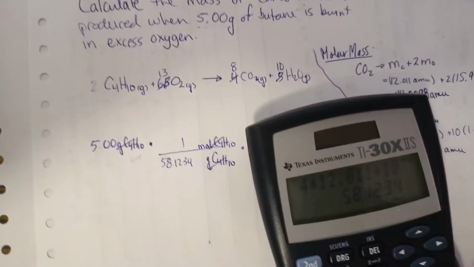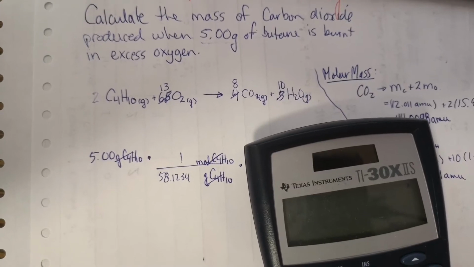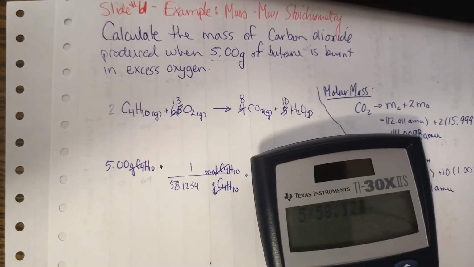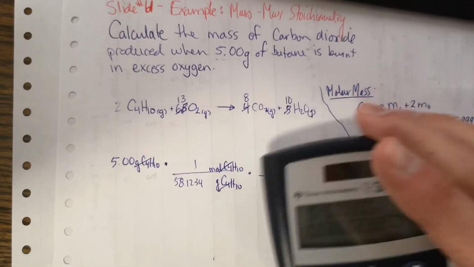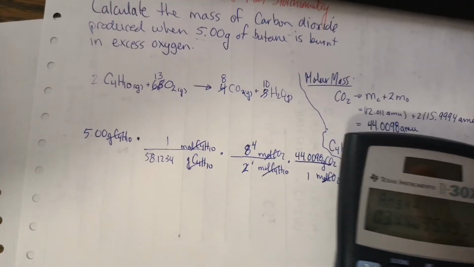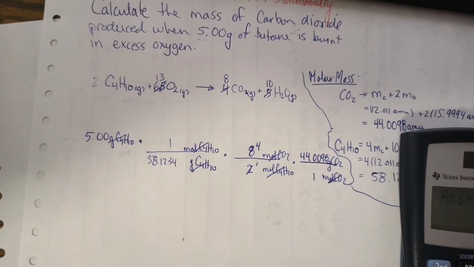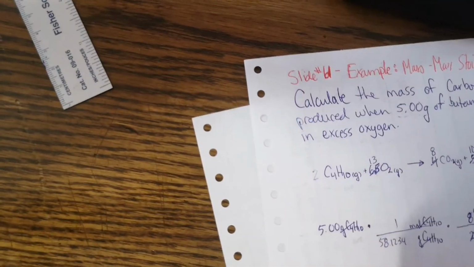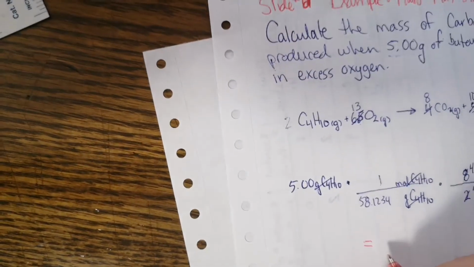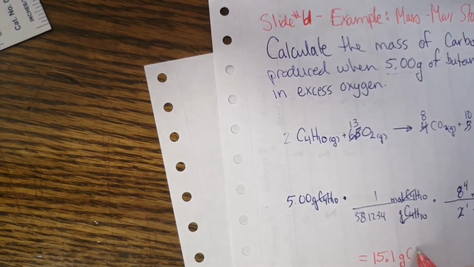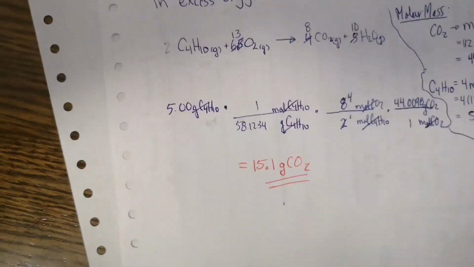Let's punch it into our calculators. So we've got 5 divided by 58.1234. We're going to multiply that by 4. And we're going to multiply that value by 44.0098. That's the mass of CO2 produced.